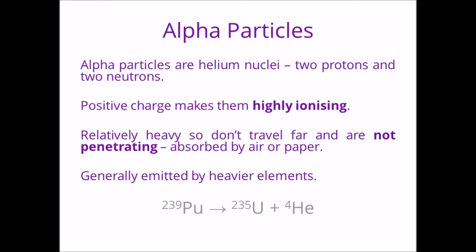This means that they can't pass through your skin or your outer tissues. However, they can be very dangerous once they're inside your body, as they can't escape. They're generally emitted by the heavier elements, for example, the actinides. And in this case here, in this decay scheme at the bottom, we've got plutonium-239 decaying down to uranium-235 and spitting out an alpha particle.